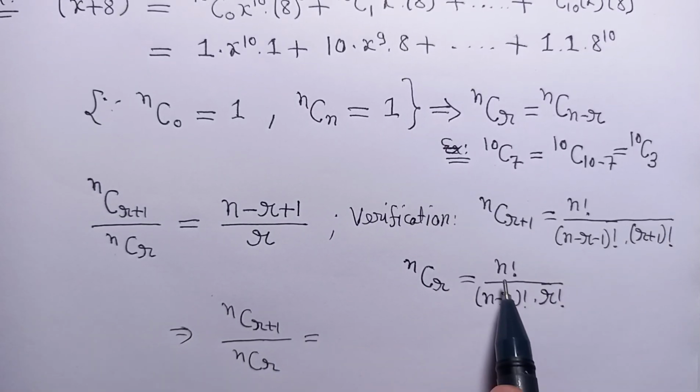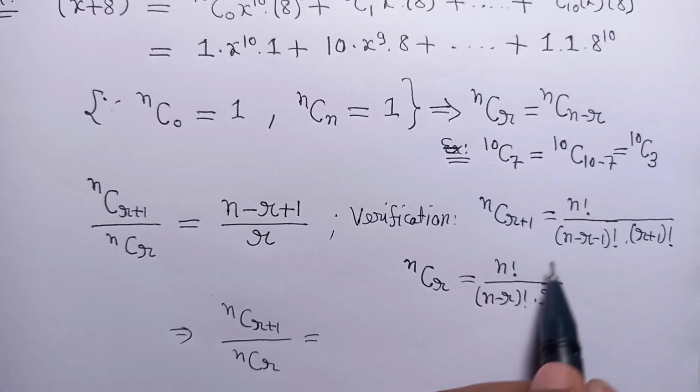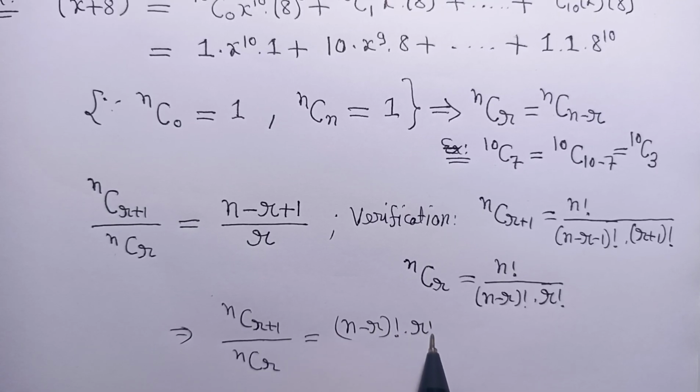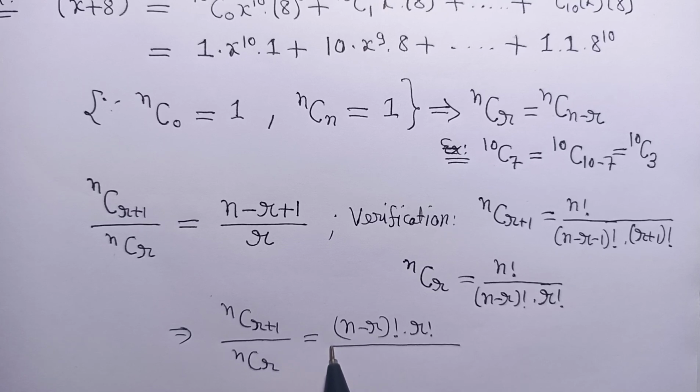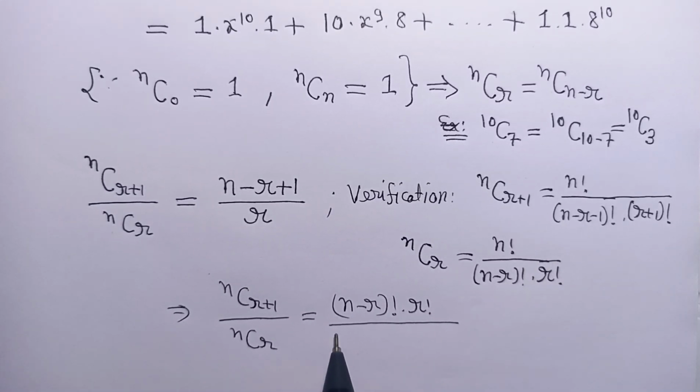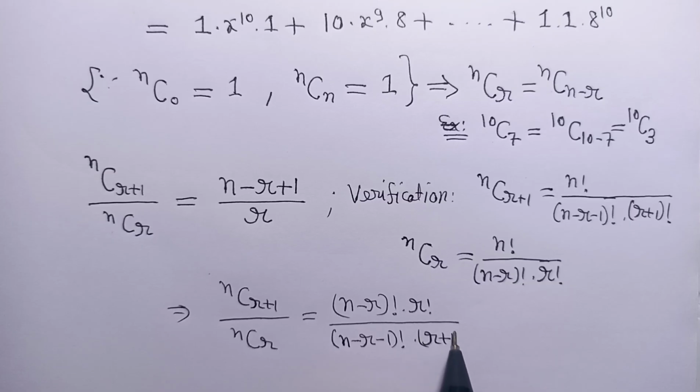So this implies nC(r plus 1) divided by nCr will be equal to, just put the values, your n factorial will cancel out, and this value will go upside and this value downside. So you have (n minus r) factorial into r factorial divided by the denominator part, which is (n minus r minus 1) factorial into (r plus 1) factorial.